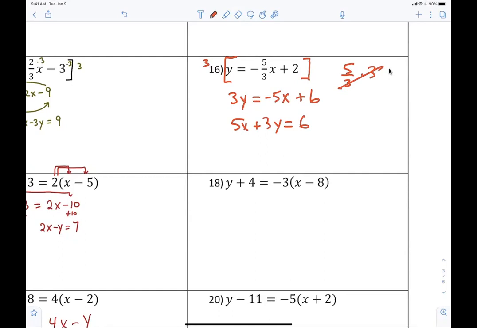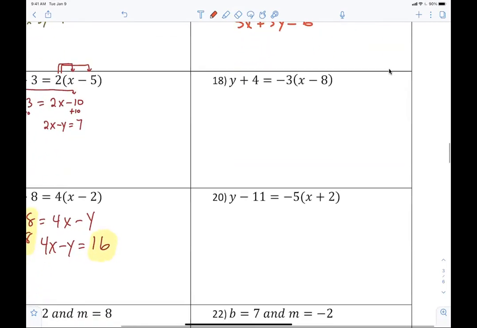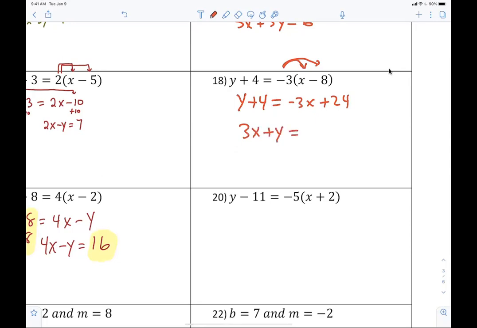All right, here we go. Now, number 18. Come on, Eddie. What do I do? So you first multiply the negative. Right. So what did you get? So I got y plus 4 equals -3x plus 24. Now what? And then you move the 3x over. Right. Which is 3x plus y, and then you move the 4 over. Yes, sir. So it's 3x plus y equals 20.